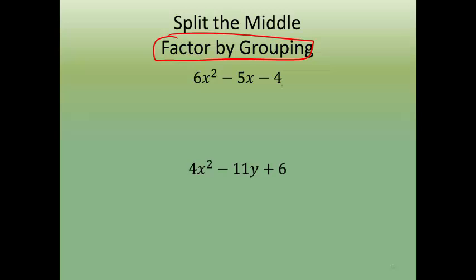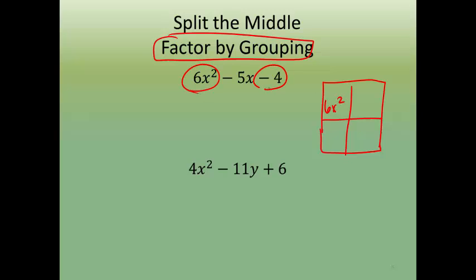So to do this one, I'm going to organize it a little bit differently, and I'm going to draw that Punnett square, and I'm going to place my first term in this box and my last term in this box. And then I'm going to multiply these together. And when I multiply them together, I get a negative 24x squared. Now I'm going to make a list of all of the options of multiplying together to get -24x squared.